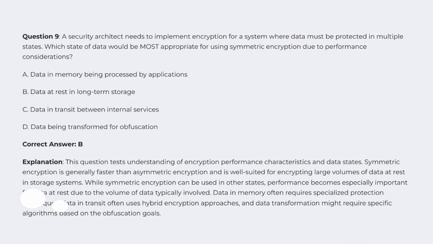Correct answer. B. Explanation: This question tests understanding of encryption performance characteristics and data states. Symmetric encryption is generally faster than asymmetric encryption and is well suited for encrypting large volumes of data at rest in storage systems. While symmetric encryption can be used in other states, performance becomes especially important for data at rest due to the volume of data typically involved. Data in memory often requires specialized protection techniques, data in transit often uses hybrid encryption approaches, and data transformation might require specific algorithms based on the obfuscation goals.